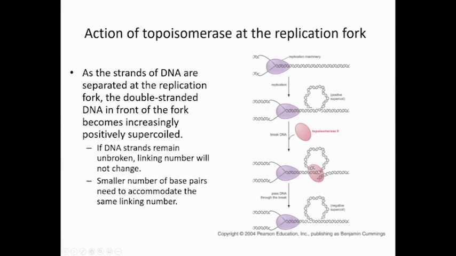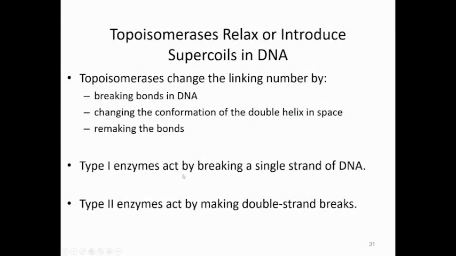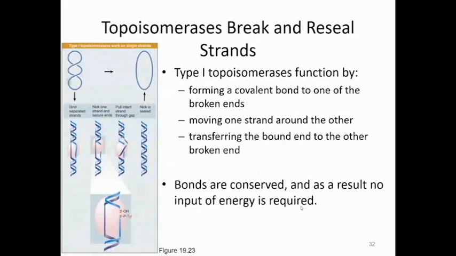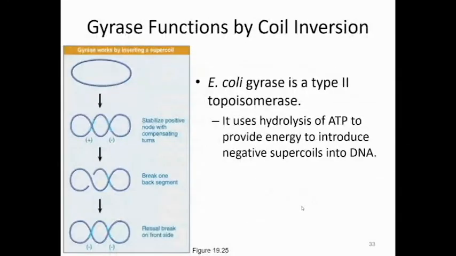You have to cut the DNA and then move it to the other side, so that's why the change is 2. That's how she explained it in the video. And then it becomes the negative supercoil. The type 1 topoisomerase breaks single-strand DNA. Type 2 breaks two strands, okay? And type 2 requires ATP. So basically they move two strands, so they change the linking number by 2.